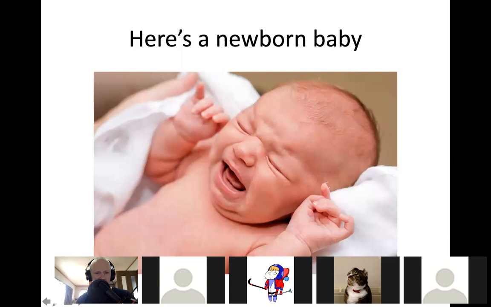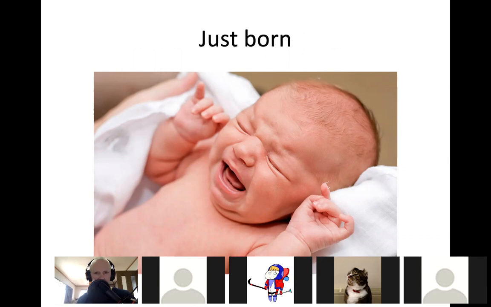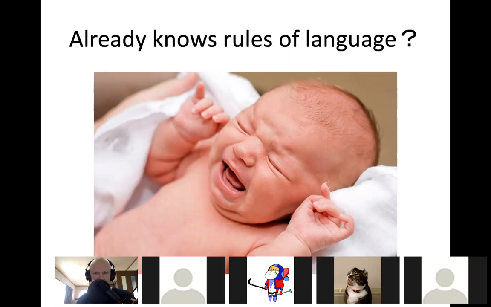Okay, so here's a newborn baby. Just born, not very long ago anyway. It already knows rules of language. Some rules of language are already in this baby's head, in his brain. That's what it means. And you're thinking, what kind of rules of language does this baby have in his head? What kind of rules? Good question.